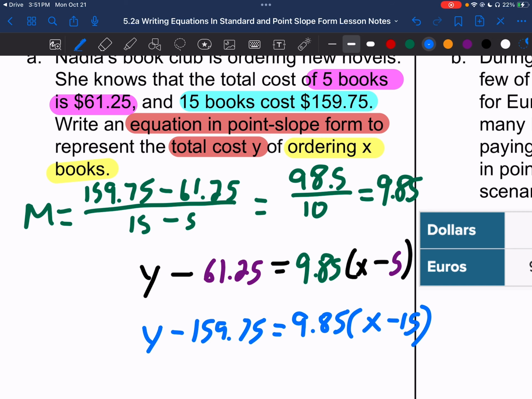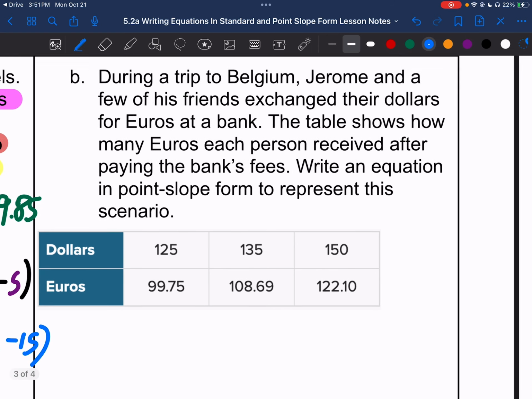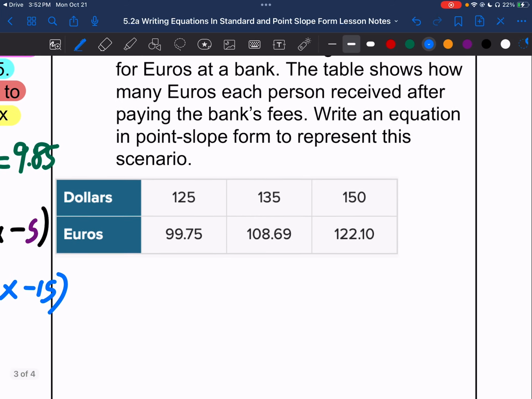Okay. Now, let's look at letter B. During a trip to Belgium, Jerome and a few of his friends exchanged their dollars for euros at a bank. The table shows how many euros each person received after paying the bank's fees. Write an equation in point slope form to represent this scenario.